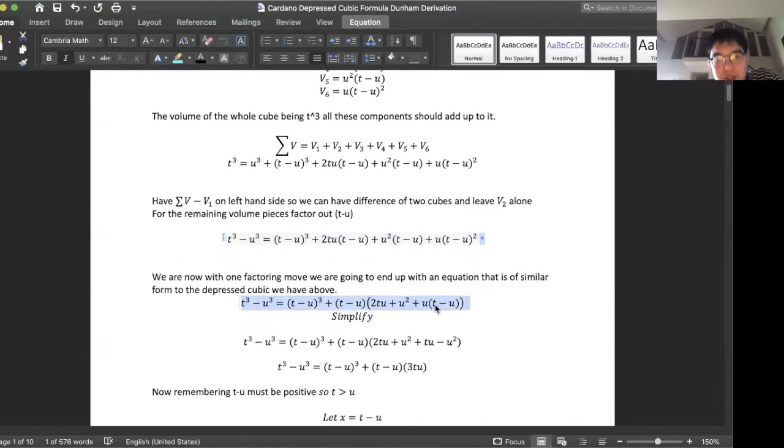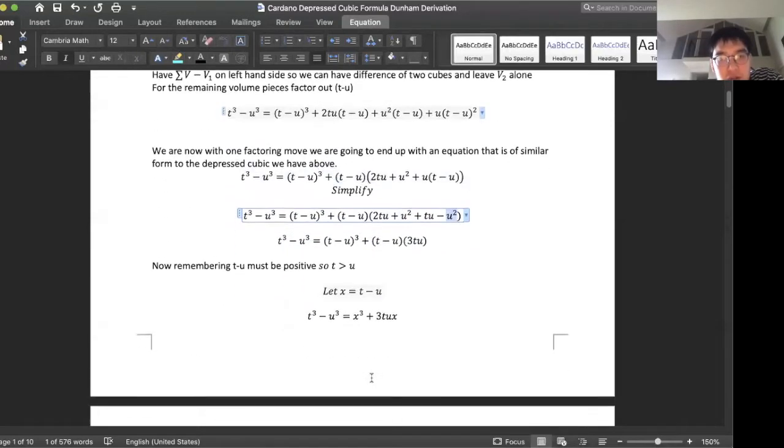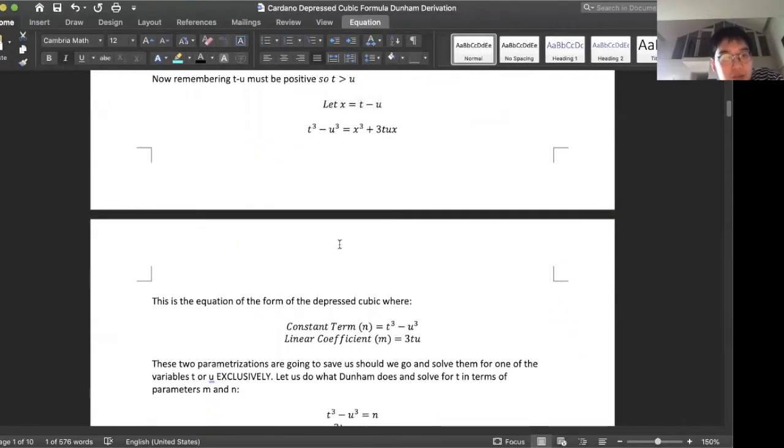U times t gives you ut, multiplication is commutative, and then u times minus u is minus u squared. So the u squareds cancel out with each other, and all you're left with is 3tu. So this t cubed minus u cubed and this 3tu, given your substitution of x equals t minus u, these guys correspond to the m and n parameters of our depressed cubic. N, which is the constant term, is t cubed minus u cubed over here. M, which is the linear coefficient, is 3tu.